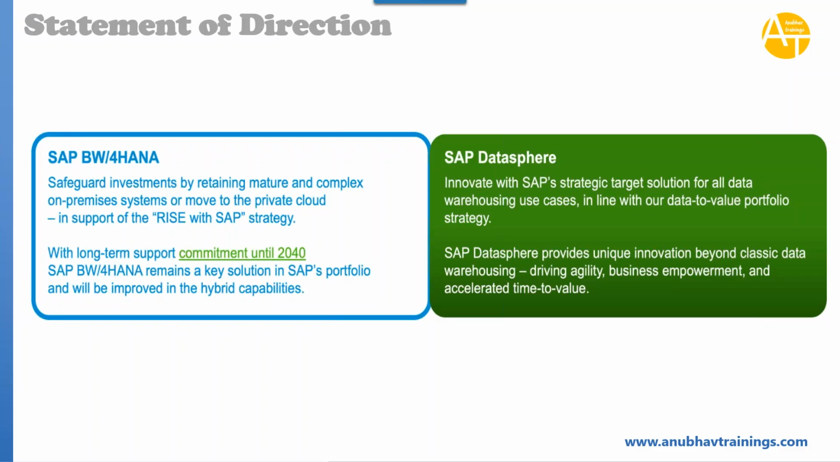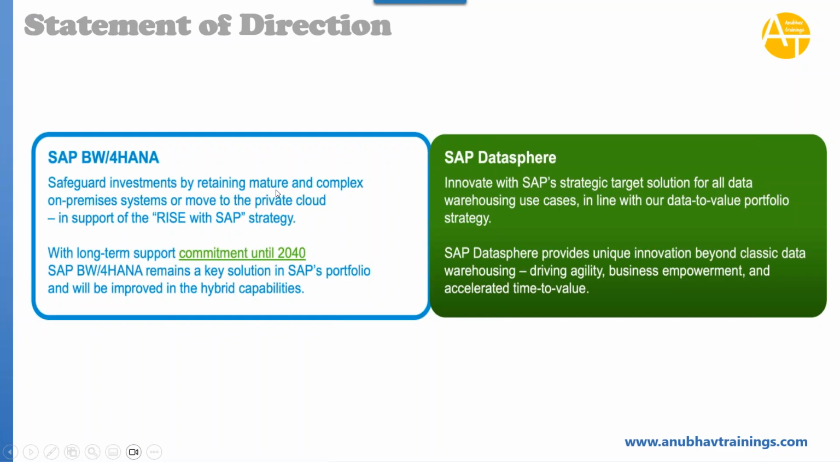Will it mean that it will discontinue my BW for HANA? Will it mean I can utilize both systems parallelly together for different kinds of use cases? So that is where we have the concept of statement of direction. So SAP BW for HANA.